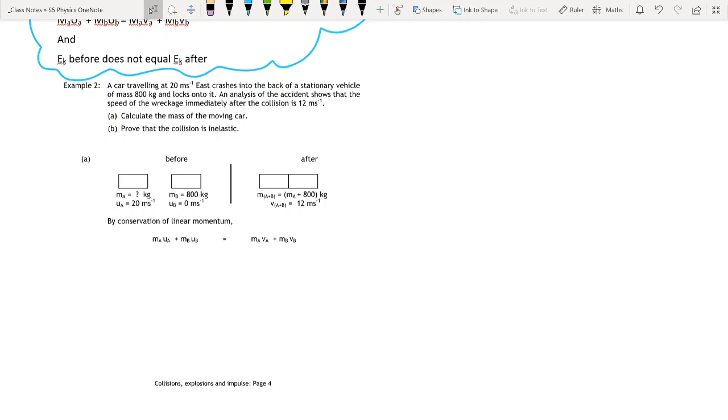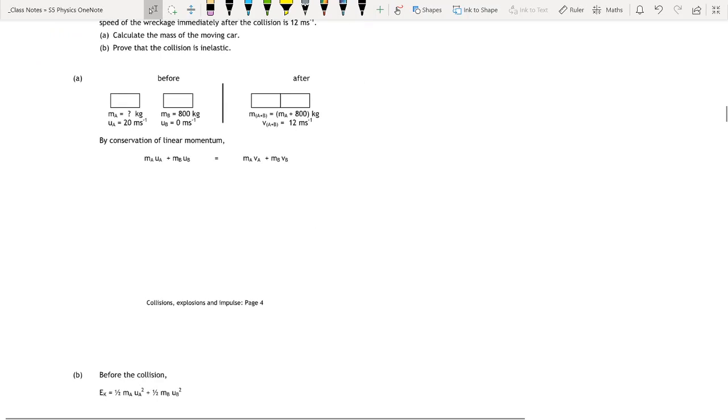So, first of all, calculate the mass of the moving car. So we've got the mass of the second car, and we've got the initial speeds of both cars, and then afterwards we've got the mass of the second car and the speed of both of them moving off. So to find this, we have to use the conservation of linear momentum. So remember we said that we've got mass of A times initial speed of A plus mass of B times the initial speed of B equals the mass of A times the final speed of A plus the mass of B times the final speed of B.